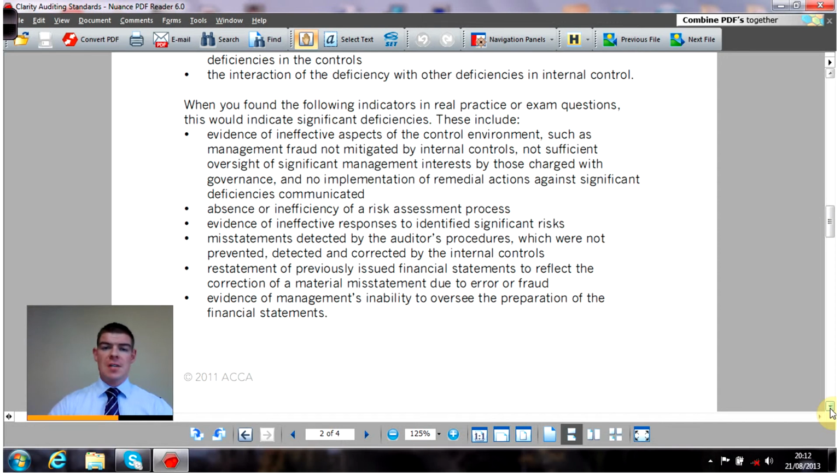Perhaps there is no risk assessment process within the organisation, or for example, there's been a restatement of previous financial statements, an example being a prior year adjustment. That may be an indication of a significant deficiency in the internal control environment. Or there could be an overarching deficiency, which could be management's inability to actually oversee the preparation of financial statements. Therefore, there's an inherent weakness within the entity's financial reporting environment.